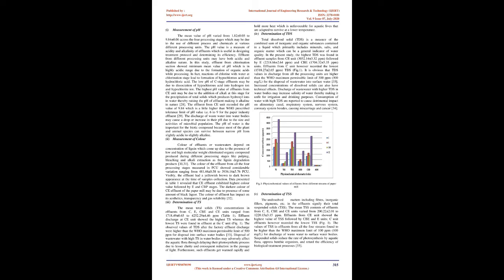The mean value of pH varied from 1.82 ± 0.03 to 9.84 ± 0.06 across the 4 processing stages, which may be due to the use of different processes and chemicals at various processing units. The pH value is a measure of acidity and alkalinity of effluents, which is useful in designing treatment protocol and determining its efficiency. Effluent from different processing units may have both acidic and alkaline nature. In this study, effluent from the chlorination section showed the minimum mean value of pH, which is in the highly acidic range due to the formation of organic acids while processing.